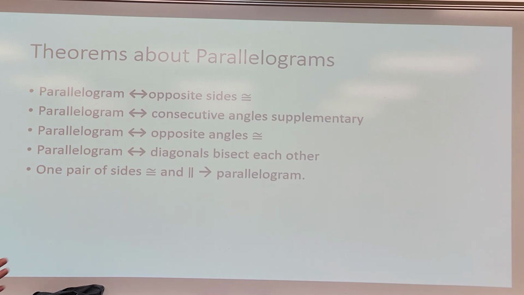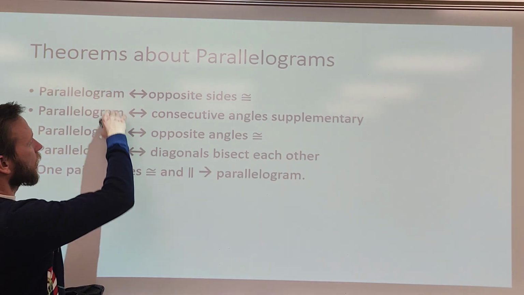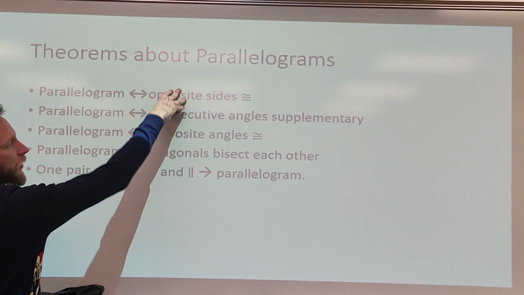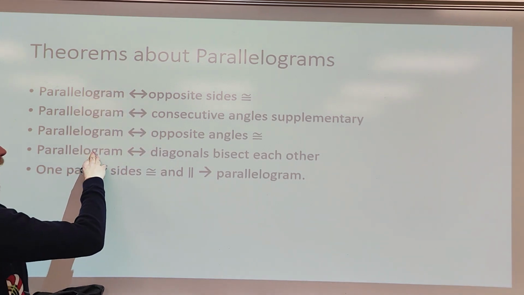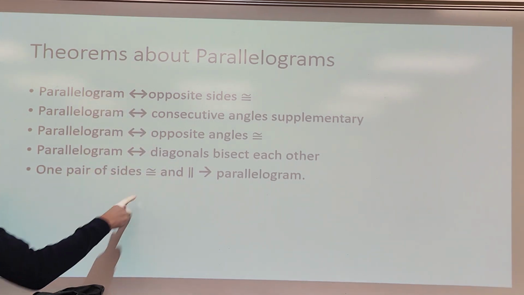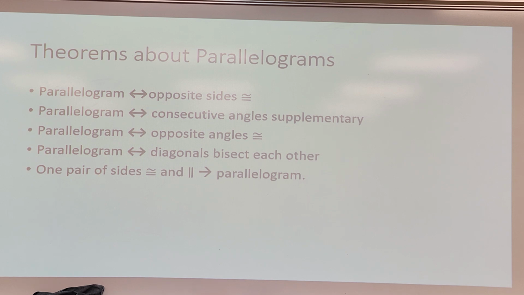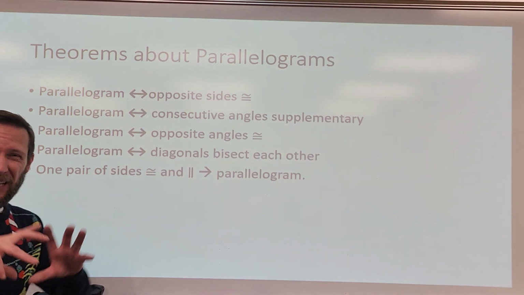Please write this summary down again. If you have a parallelogram, then these things are true. If these things are true, you have a parallelogram. Likewise, if you have a pair of sides that's parallel and congruent, then that figure must be a parallelogram. So obviously a lot of information here.